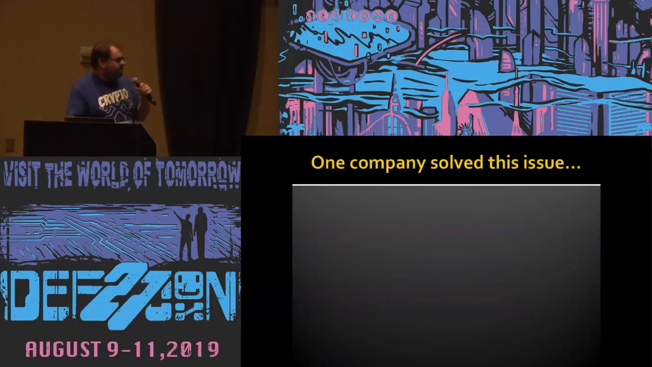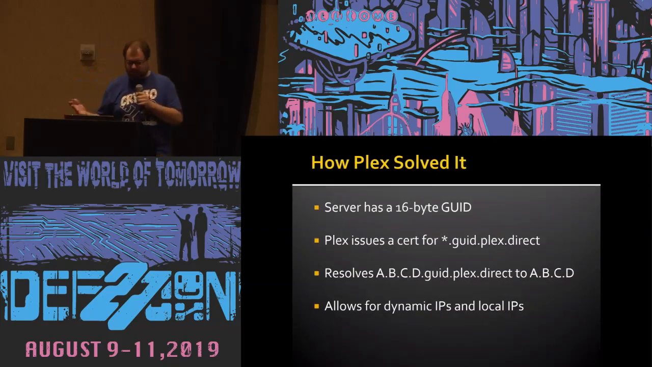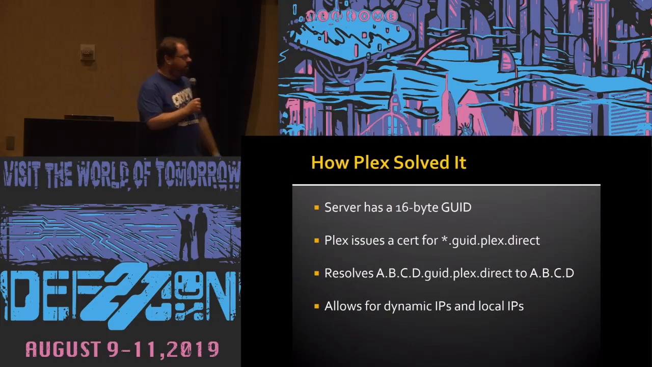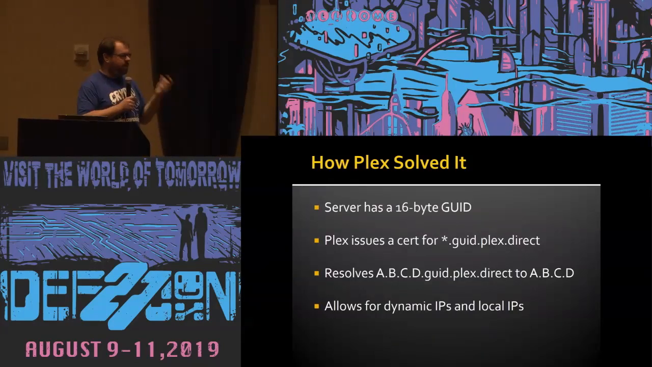So it turns out that one company has actually solved this issue, and that company is Plex. So Plex is, it's a little sketchy, but it's basically Netflix for your own home media server. And the way that they solved it is they issue each server a 16-byte GUID, and then Plex issues a wildcard cert for this GUID.plex.direct. And so whenever you want to talk to your Plex server on a particular IP address, you go to ipaddress.guid.plex.direct, and they have name servers set up that automatically resolve that directly to a.b.c.d.